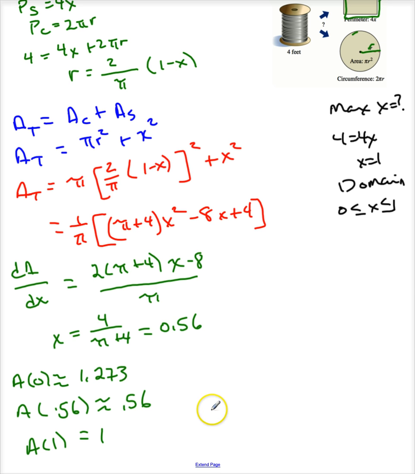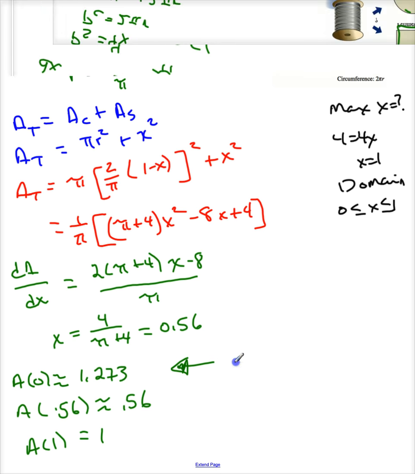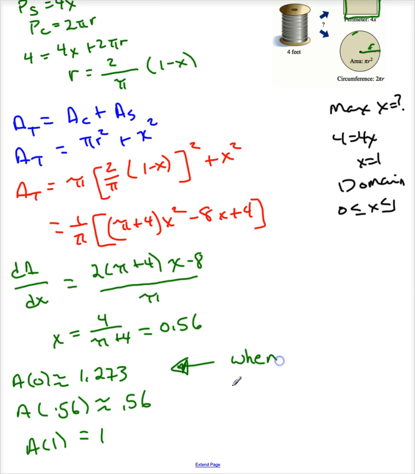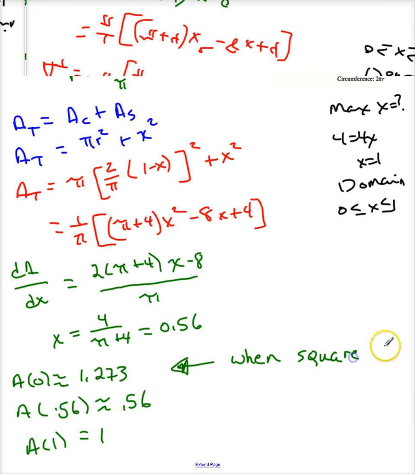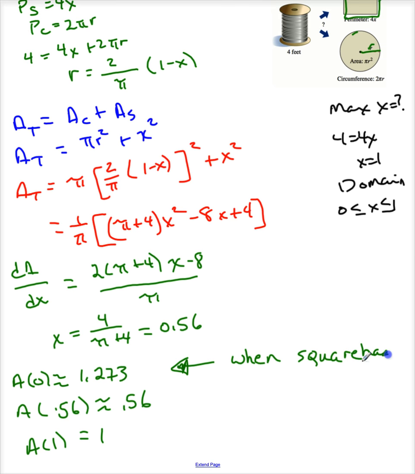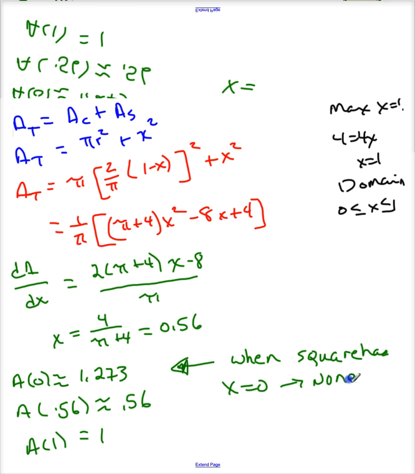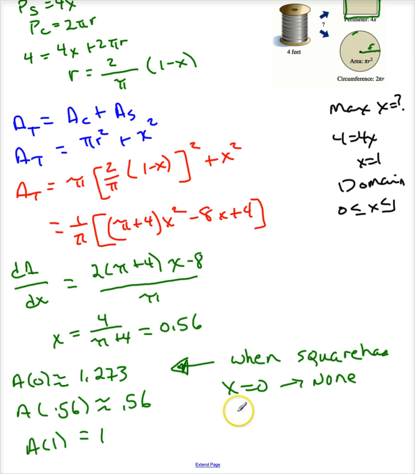Now we were looking for the maximum area, so the largest of these right here. So the max area occurs when the square has x of 0. So the square gets none of it, and all of the wire is used for the circle.